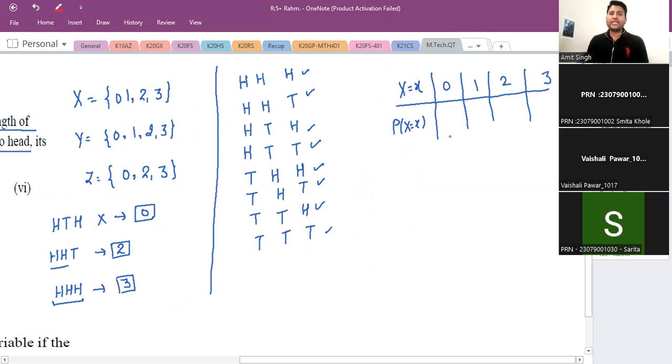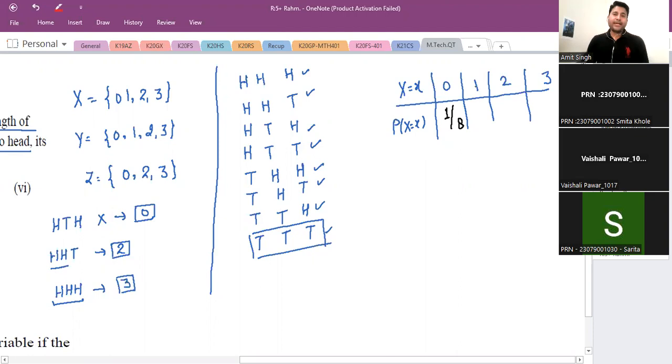Now probability of 0 heads. So just see, 0 heads means only favorable is the last output. This last output is the only favorable one. All tails, 0 heads. So favorable is 1 and total is 8. So 1 upon 8. The probability that the random variable will take the value 0 is 1 upon 8.